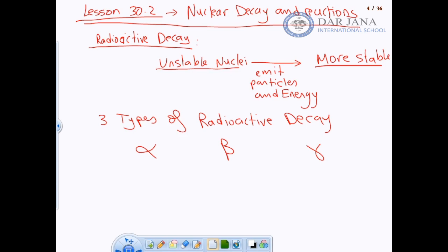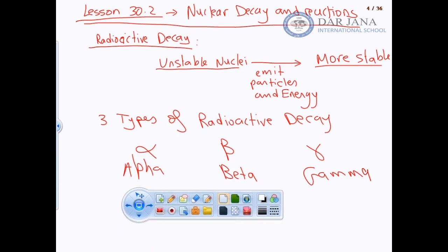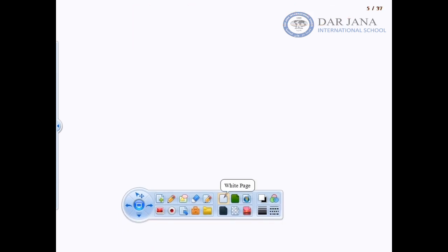We have three types of radioactive decay: alpha, beta, and gamma decay. Let's start with alpha decay. So we have alpha decay.